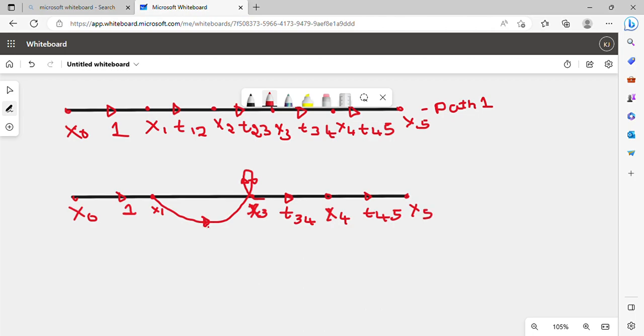That is my second path. This is x0, x1, x2, x3, x4 and x5, right? And this is my straight line path, students. Yes. And now this is x0, x1, x3, x4 and xy, right? Yes, this is x0, x1, x3, x4, xy.